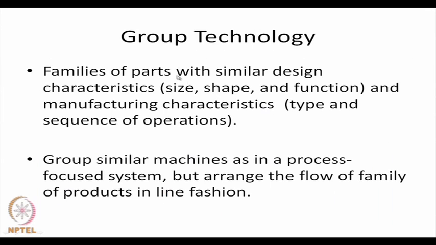A variation of that is called group technology, where part families are made based on similarity of the design characteristics and of manufacturing characteristics. Design characteristics with regard to size, shape and function, manufacturing characteristics with regard to type and sequence of operations. So, they are like group layout, but there is a difference. The difference is that the machines are grouped in departments, just as they are in a process focused system, but the products flow in a line fashion. This is called the group technology approach.